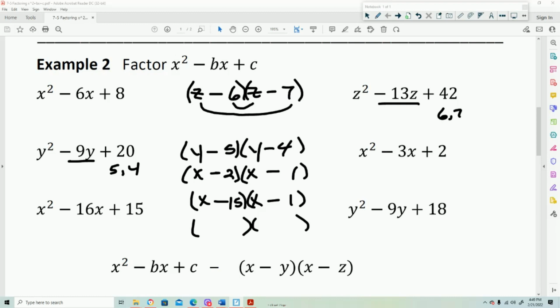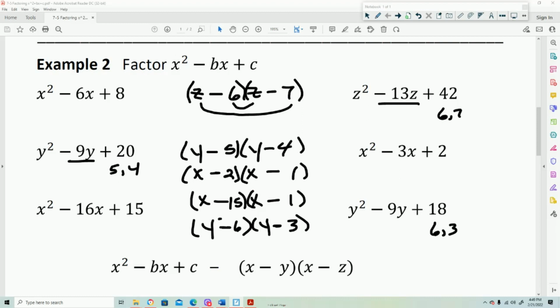Last one of this set, we have a y. Y here, y here. For 18, 9 and 2 doesn't work, but 6 and 3 do, because 6 plus 3 is 9. So I'm going to put a 6 here, a 3 here, and again, this pattern gives me two minus signs, or two subtraction signs in my binomial factors.